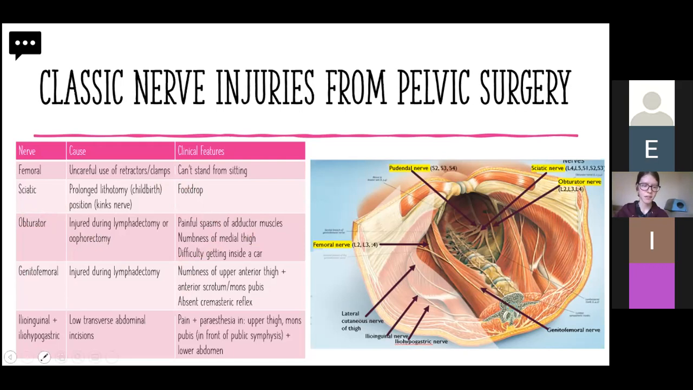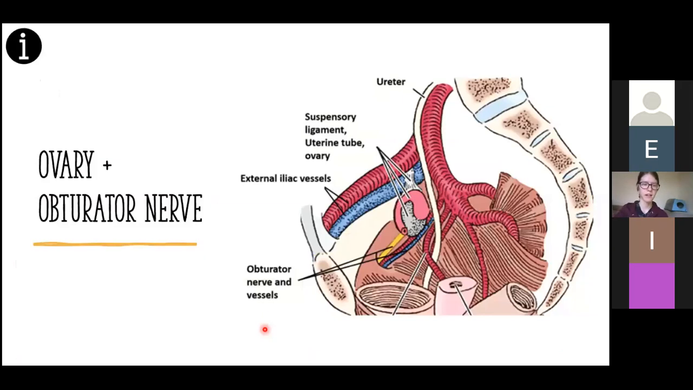And ilioinguinal and iliohypogastric, again, not so important, but low transverse abdominal incisions, so I'm imagining something like a C-section or something, you might injure it there. And again, the pain and paresthesia is pretty self-explanatory. It's sort of like your frontal area, upper thigh, mons pubis, lower abdomen kind of area. All right, and there's just a reminder of the obturator and ovary relationship there.